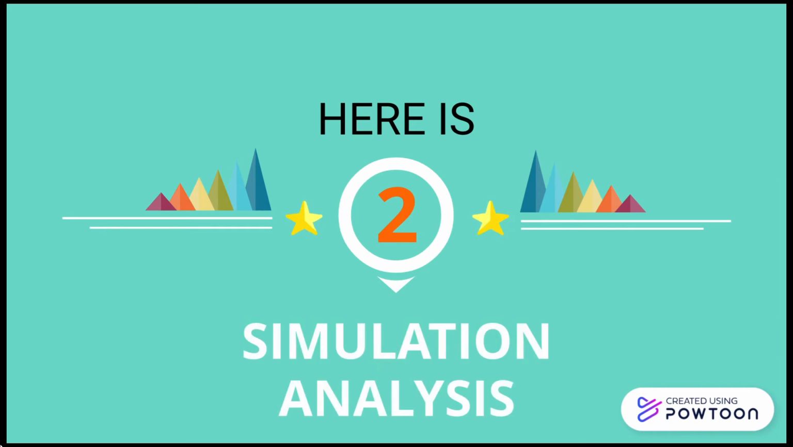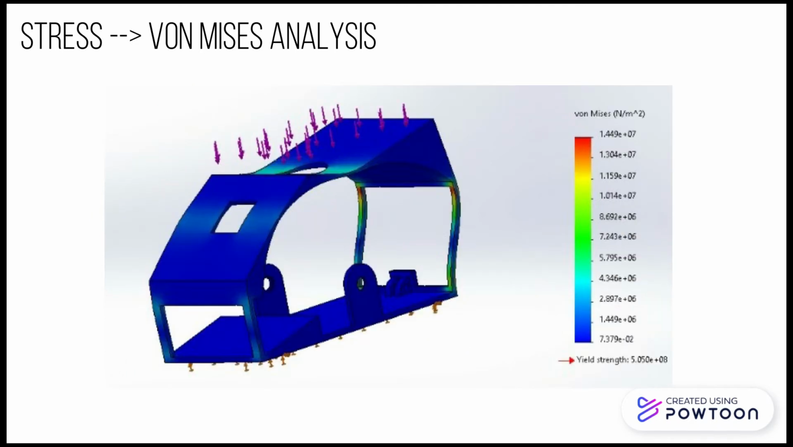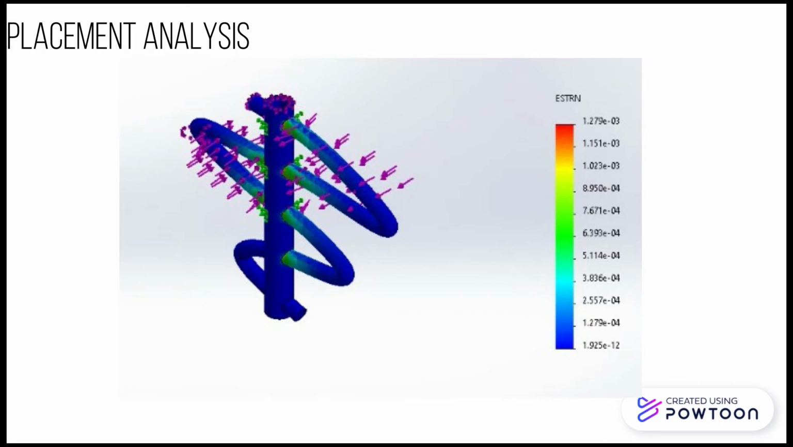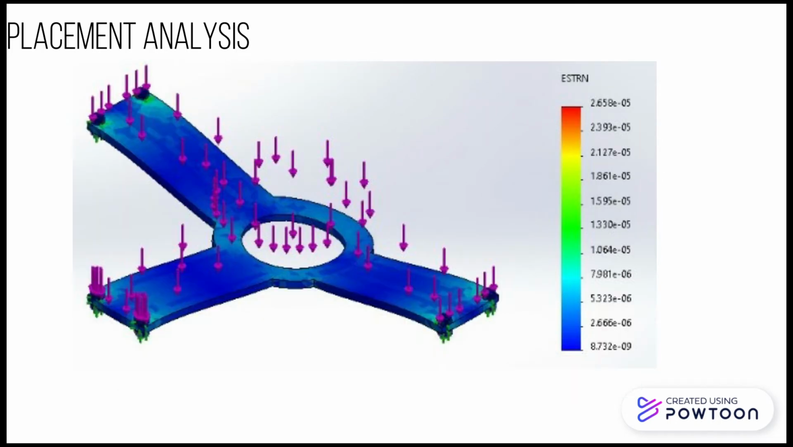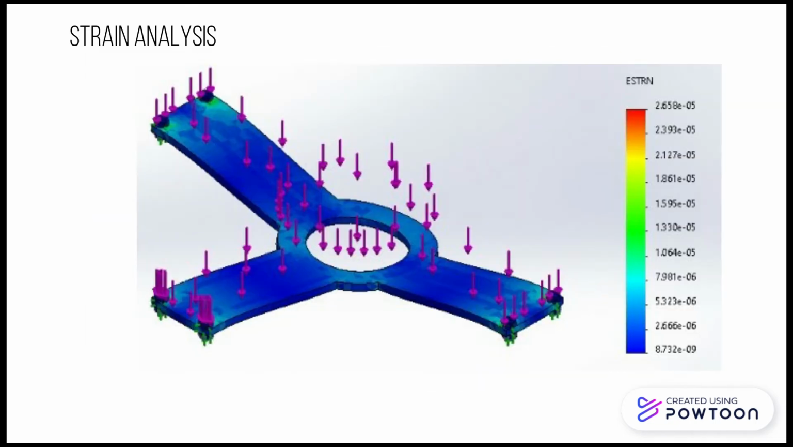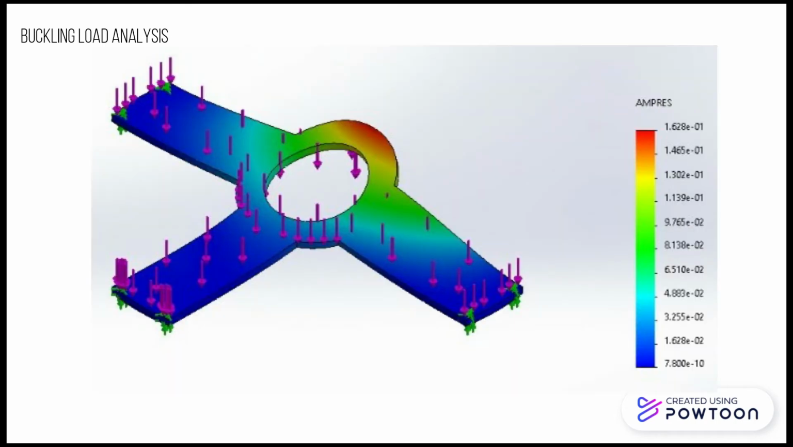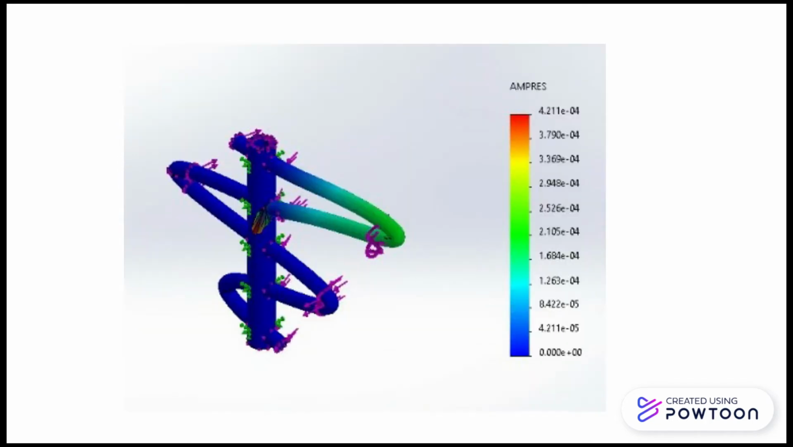These are the static analysis for stress von Mises for mixer, T-part and body frame. These are the displacement analysis for mixer, T-part and body frame. This is the strain analysis for mixer, T-part and body frame. The next analysis is buckling load. These are the outcome of the buckling load analysis towards T-part, body and mixer.